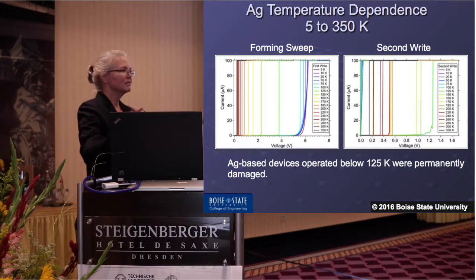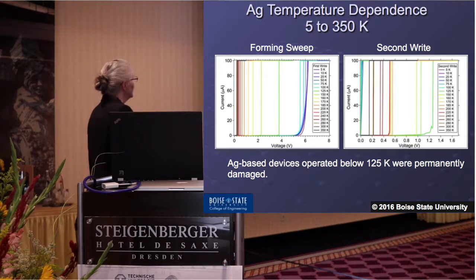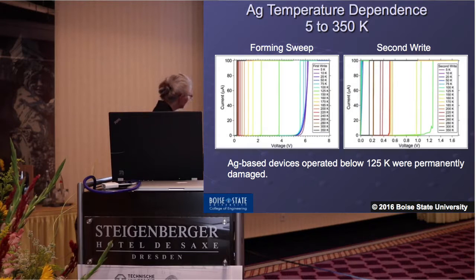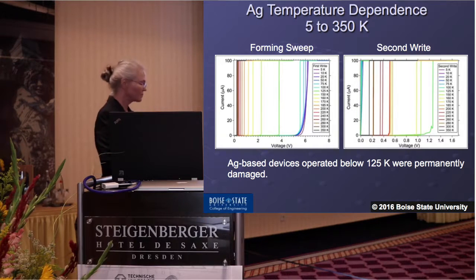And just stepping back, looking at what was collected, this is the general shape. So this is silver. The first write, the forming write, from room temperature, actually 350 K here in the dark trace, down to 5 Kelvin, this is what you see in your first write sweep. This is compliance current of 100 microamps. The second write looks a little bit different. Notice how things are a little bit clumped. We don't have a lot of the low temperature data. The reason is the second write wasn't available to many devices because they were damaged below 125 K when they were operated. Just completely broke them.